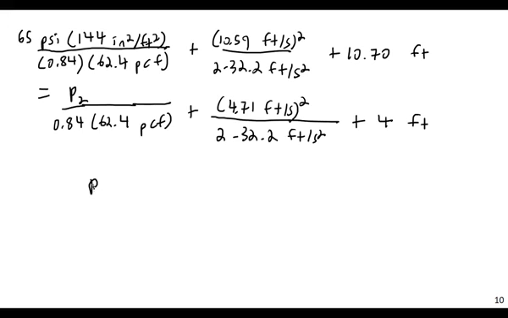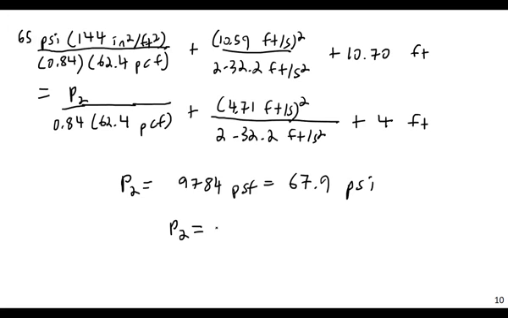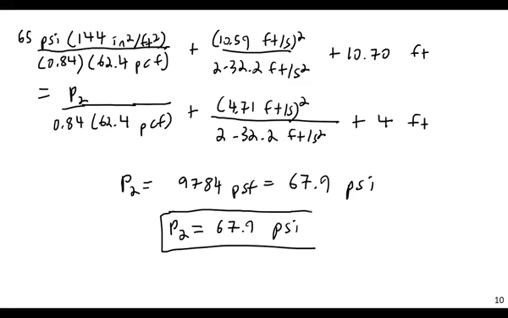And then from there, it's just simple algebra, which I'm sure you're capable of, and I'll leave that as an exercise to the reader. That's a famous, dangerous saying. It comes to 9784 pounds per square foot, or 67.9 psi. I will summarize by saying the pressure at point 2 is 67.9 pounds per square inch, and I'll put a box around it to emphasize that this is my final result. And that is a complete application of Bernoulli, working through cases where everything is changing.